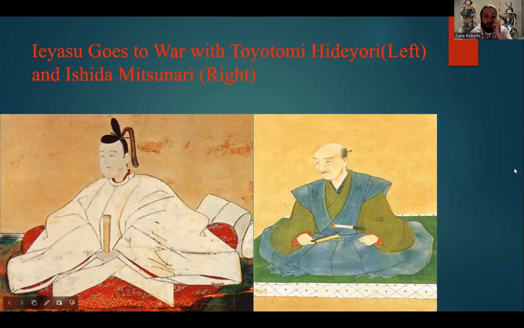And eventually, with the death of Toyotomi Hideyoshi, Tokugawa Ieyasu would make his move. Well, he would make his move 2 years later. Toyotomi Hideyoshi died in 1598, but during that 2 year period, Tokugawa began to make his move, eventually officially going to war with Toyotomi Hideyori, the successor to Toyotomi Hideyoshi, though Hideyori was a kid. And the real person that he was going to war with was another powerful daimyo, Ishida Mitsunari.